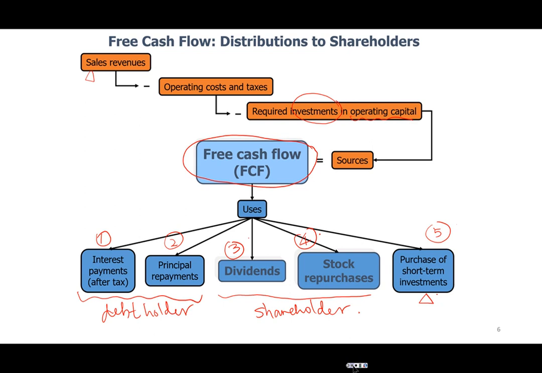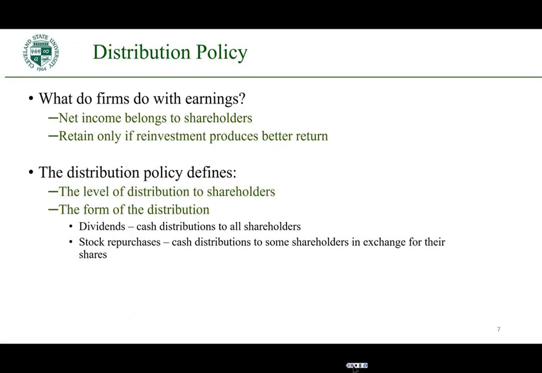And what are Apple or another company going to do with their distribution policy to shareholders? So the question first is, what do firms do with earnings or free cash flow? So net income that a firm generates eventually belongs to shareholders. But do shareholders receive cash payments out of net income completely? No. Well, firms can retain when they choose to. And what criteria does the financial manager have to follow to determine how much they want to retain?